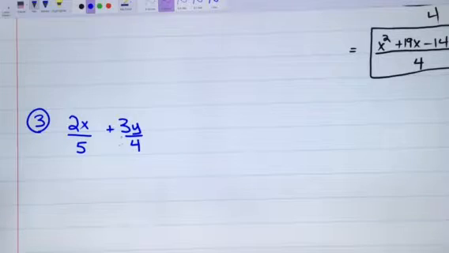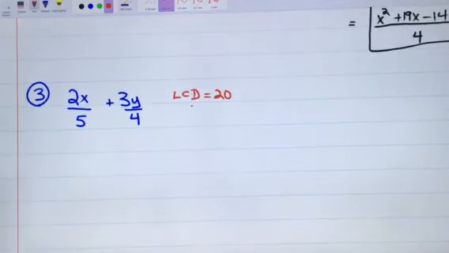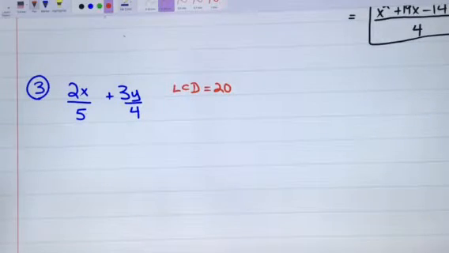If I want to combine these as a single rational expression, I want the denominators to be the same. The least common denominator will be the smallest number that 5 and 4 will go into, so the least common denominator is going to be 20. So if I put these rational expressions in the context where the denominator is 20, I have, first of all, 2x over 5.